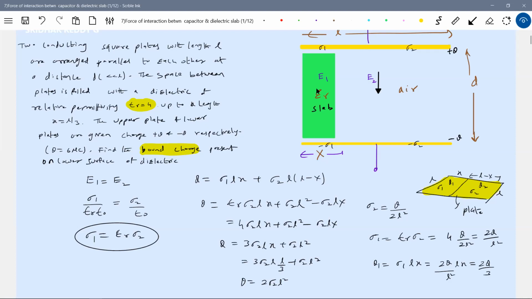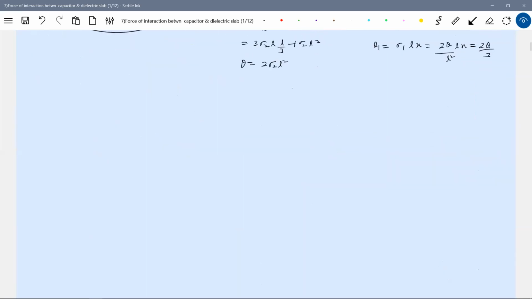Now we know if a charge is present on a plate where the dielectric slab is there, how do we get the induced charge on the slab? That is what he's asking. The charge on the dielectric slab is called a bound charge. The charge on a plate is called a free charge. These are the conventional terms used in capacitors. I think we'll take one more diagram so that it will be very easy for you.